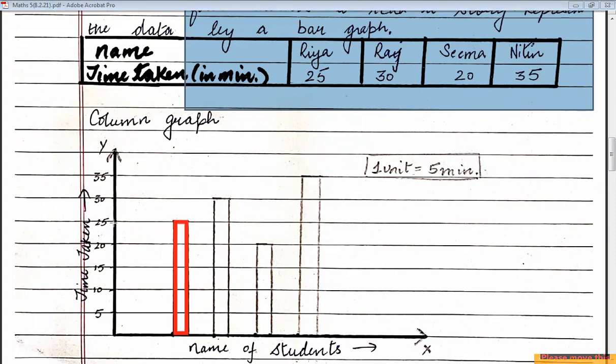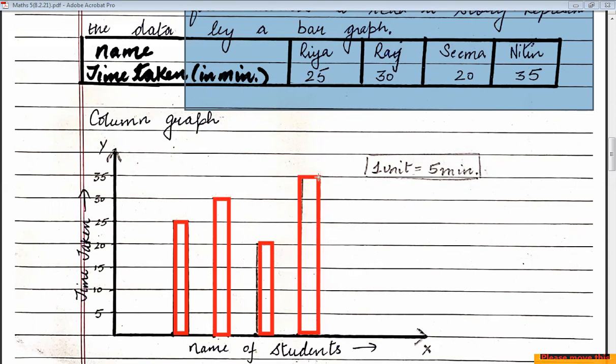Okay, wherever 25 is written on the y-axis, you have to make your bar till there. Now Raj is taking 30 minutes, so make your bar to 30. Here is 30, you can see. Now next, Seema is 20, so from here go to 20 minutes. Now next is Nitin, and Nitin is taking maximum time, that is 35 minutes.